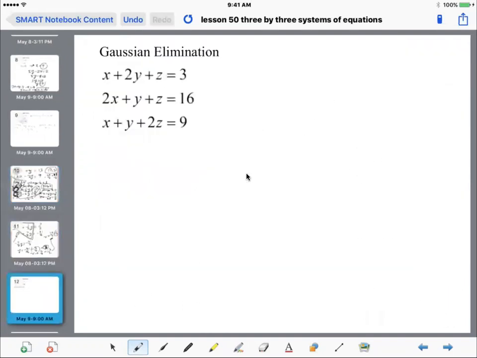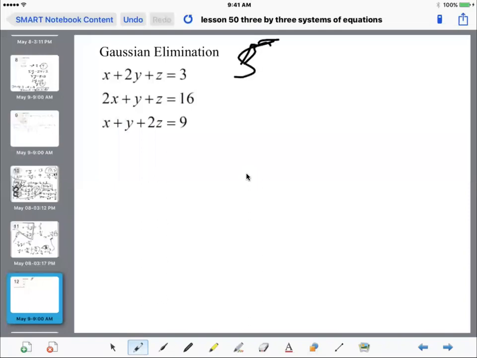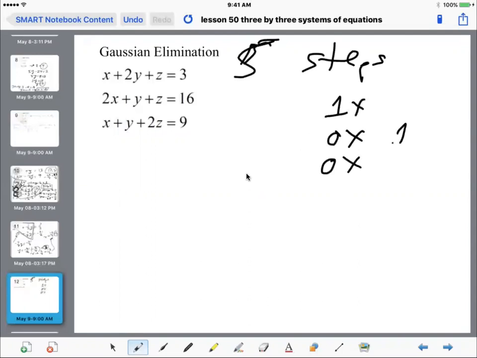We have this system. Now, this is a pretty cumbersome method for 3x3 also. It actually takes 1, 2, 3, 4, 5 steps. And I'm going to go through what those steps are. Those steps are going to turn it, eventually, into something like this. Those are the 5 steps.